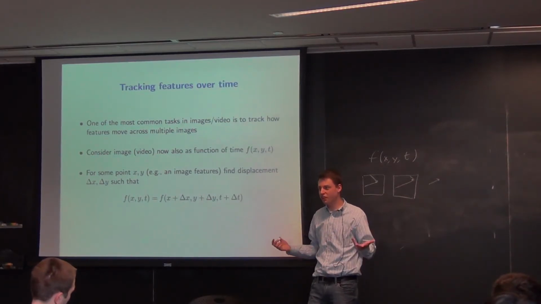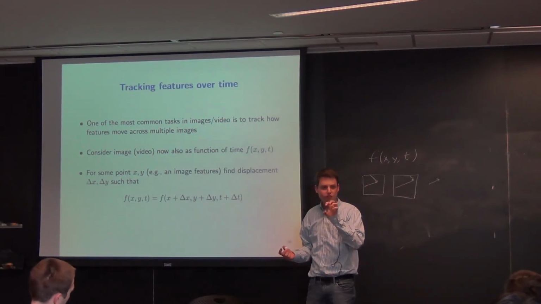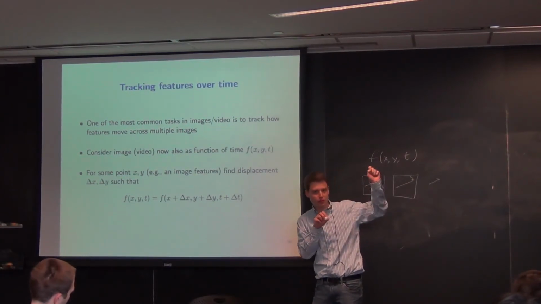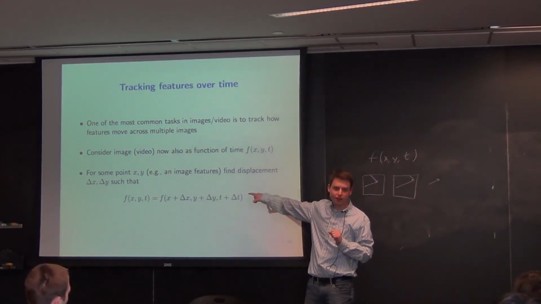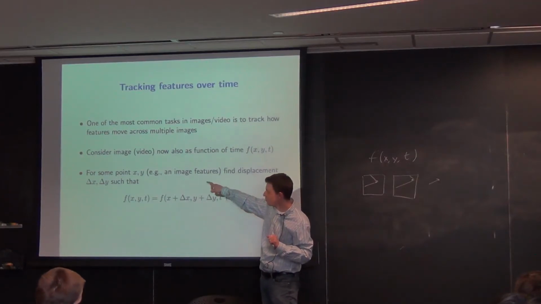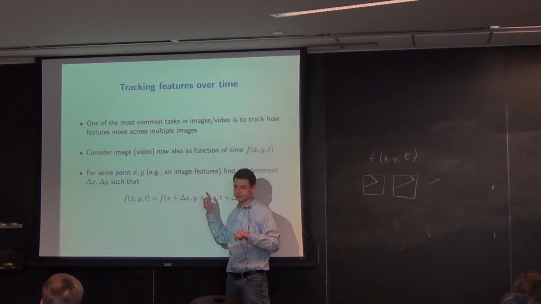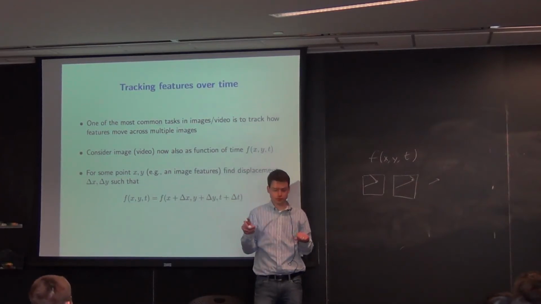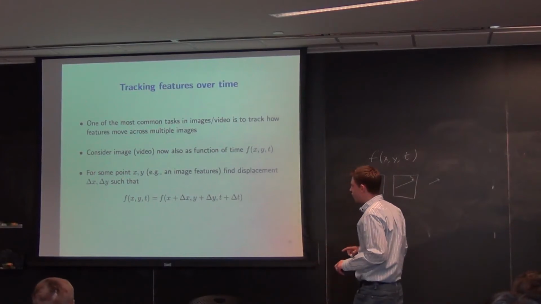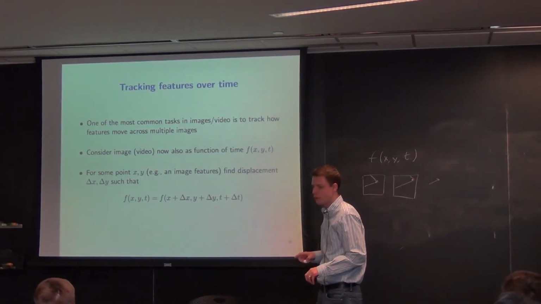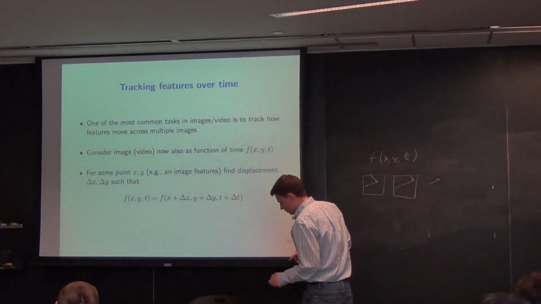Now, of course, they can change in other ways too. You can have lighting changes. You can have distortions that aren't just linear motions. But we're going to talk about finding a linear displacement such that this relationship holds. That's what we want to find. So the question is, how do you go about doing that? It's actually remarkably similar to how we went about finding good features.